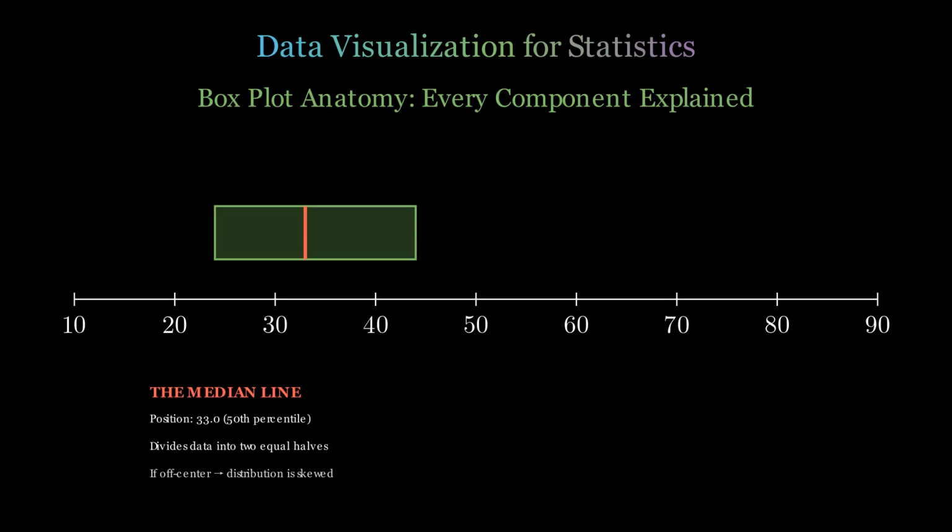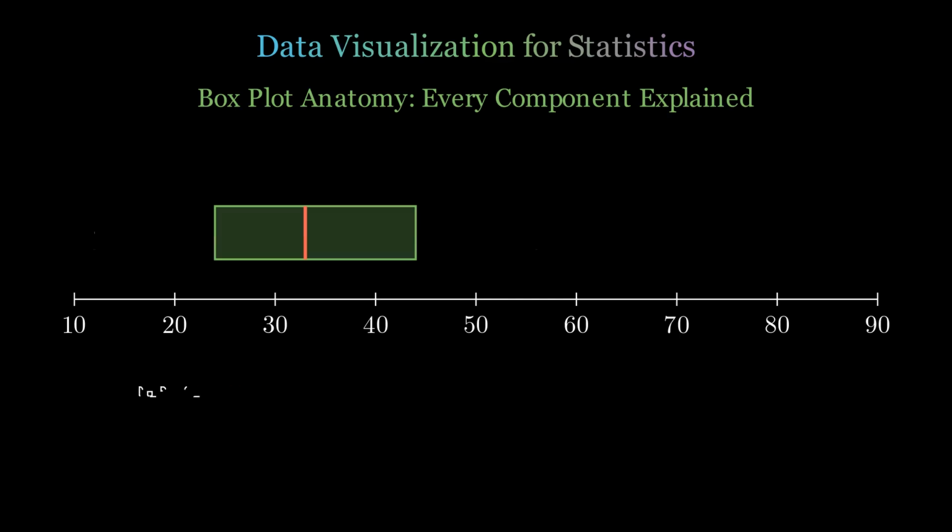The median's position within the box is incredibly informative. If it's centered, your distribution is symmetric. If it's closer to Q1, you have right skewness with a long tail of high values. If it's closer to Q3, you have left skewness. This visual asymmetry detection is instantaneous with box plots.